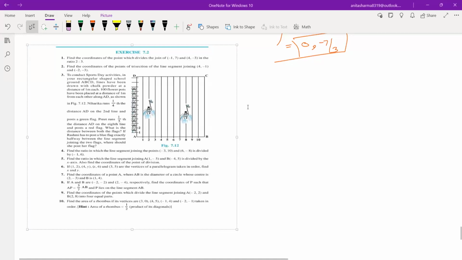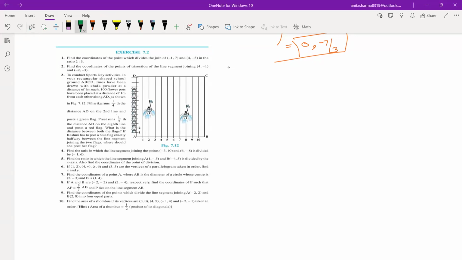Find the coordinates of the point which divides the join of (-1, 7) and (4, -3) in the ratio 2:3. Ma'am, your screen is not visible. Okay, just wait. Now it's visible. Yes, ma'am. Okay. Now see, find the coordinates of the point which divides the join of (-1, 7) and (4, -3) in the ratio 2:3.